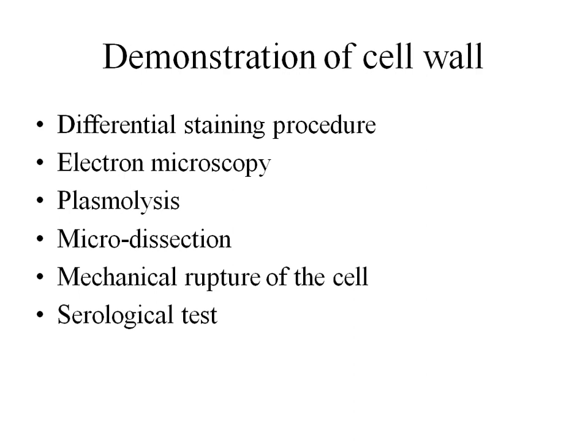The cell wall can be demonstrated with the help of differential staining procedures like Gram stain, electron microscopy, plasmolysis, microdissection, mechanical rupture of the cell, and also by serological tests.